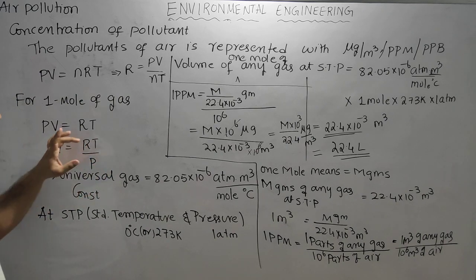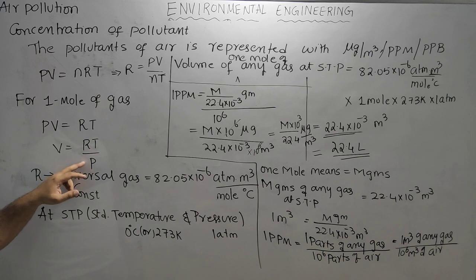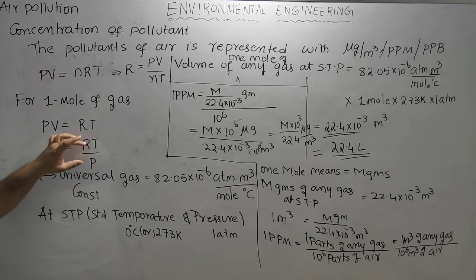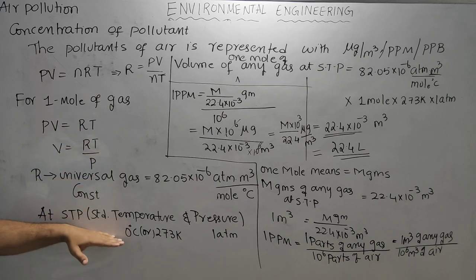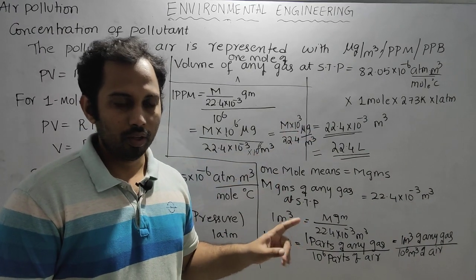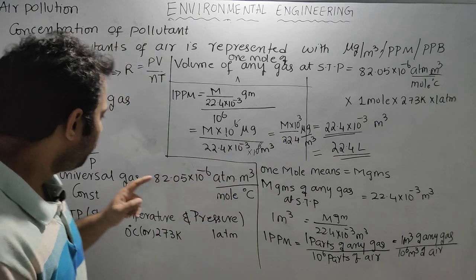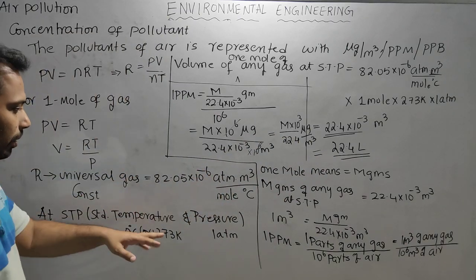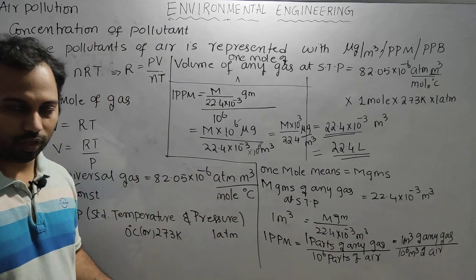Very, very important. T by P is the multiplication factor which I am using to derive this V. This is the key point. Because if I am not taking this T by P as standard temperature and pressure, then 22.4 will not come. Why is this 22.4 coming? Because I am taking this T by P as 273 and 1 atmospheric pressure.